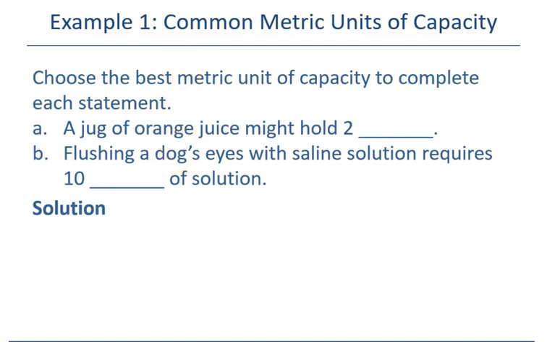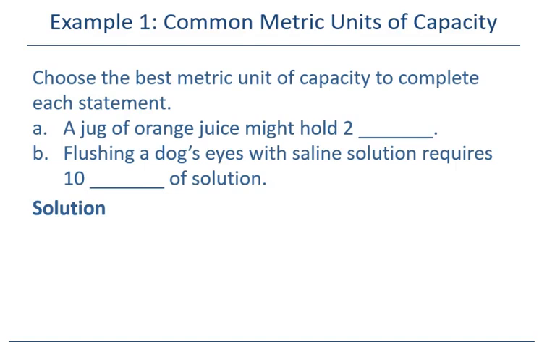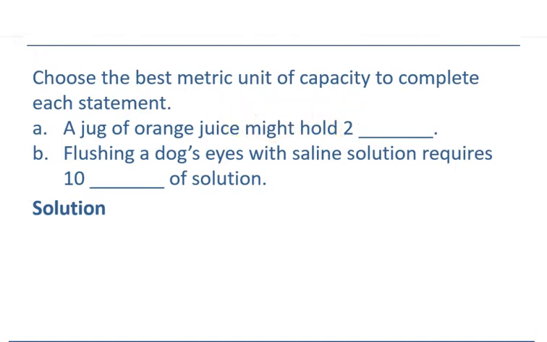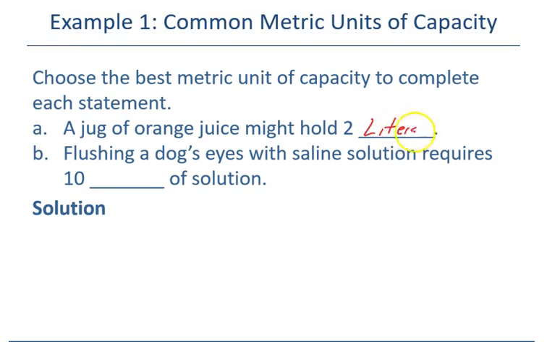So let's look here and see some of the ways that common, like your visual intuition, we could say. So looking at this first one, a jug of orange juice might hold, well, looking back up here real fast, could it be a milliliter? Well, yeah, it could, but that wouldn't be a lot. Liter, that sounds promising. Hectoliter, well, that's 100 liters. That's a lot of liters. And a kiloliter, well, that's 1,000 liters. Probably not that. So that's probably, in my opinion, 2 liters.